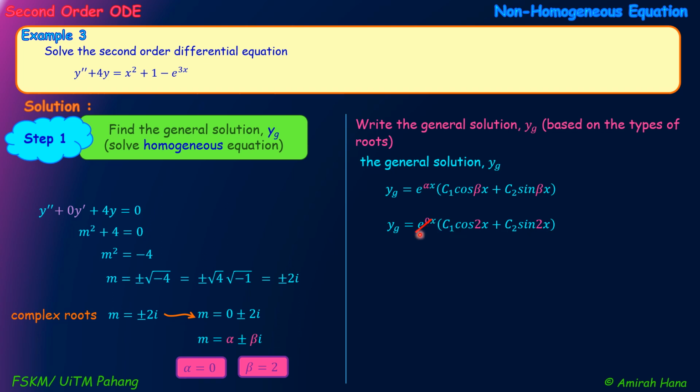We can simplify e to the power of 0 equals 1, and 1 times any value equals the original value. So we get yg equals C1 cos 2x plus C2 sin 2x. This is our yg. So until here, we are done with step 1. We found the general solution yg.